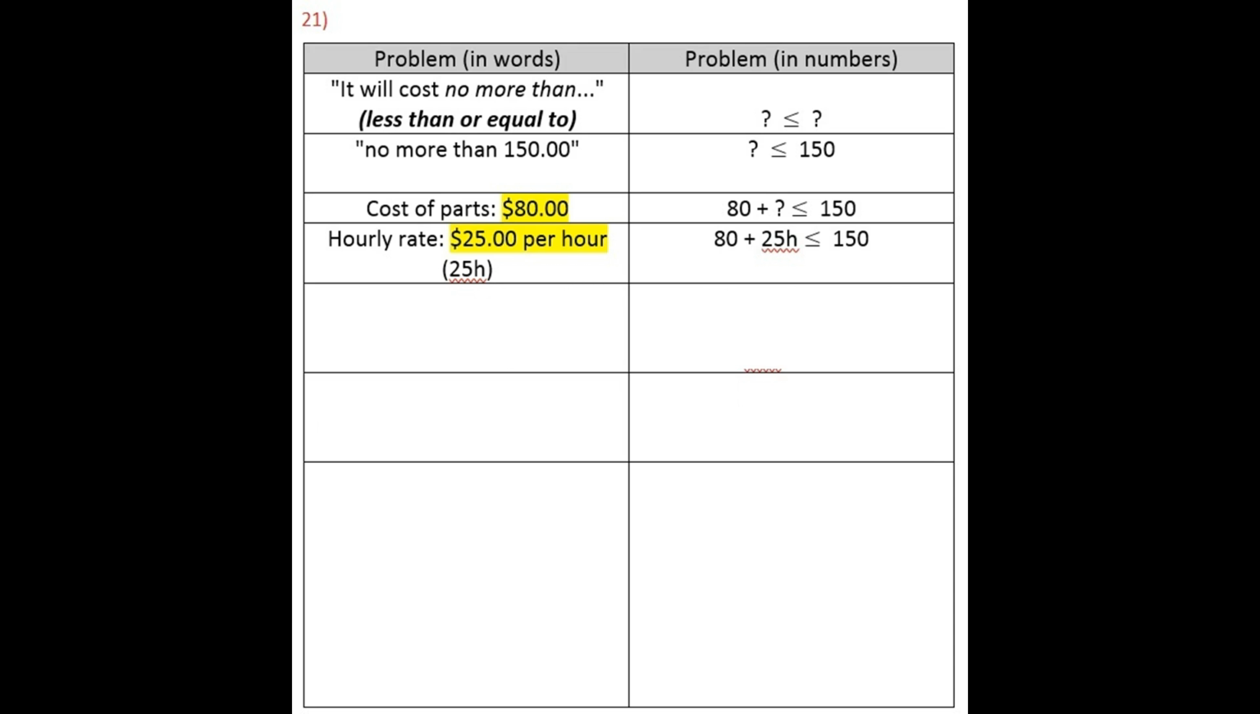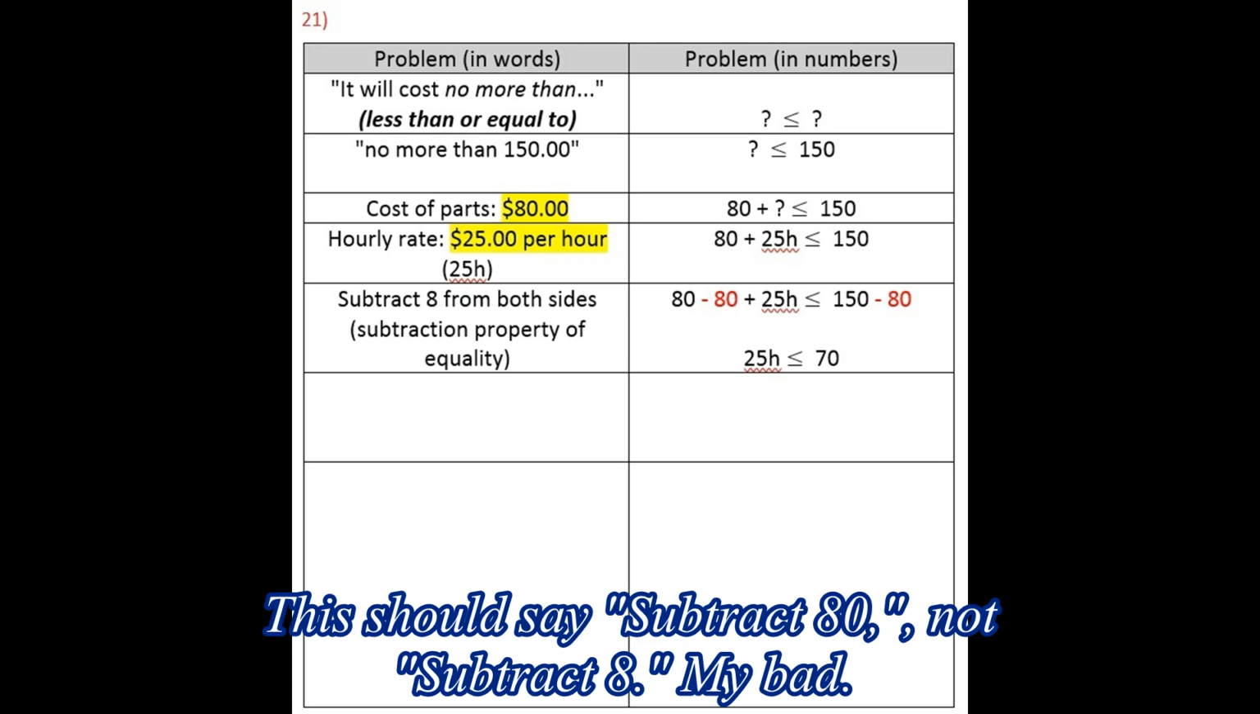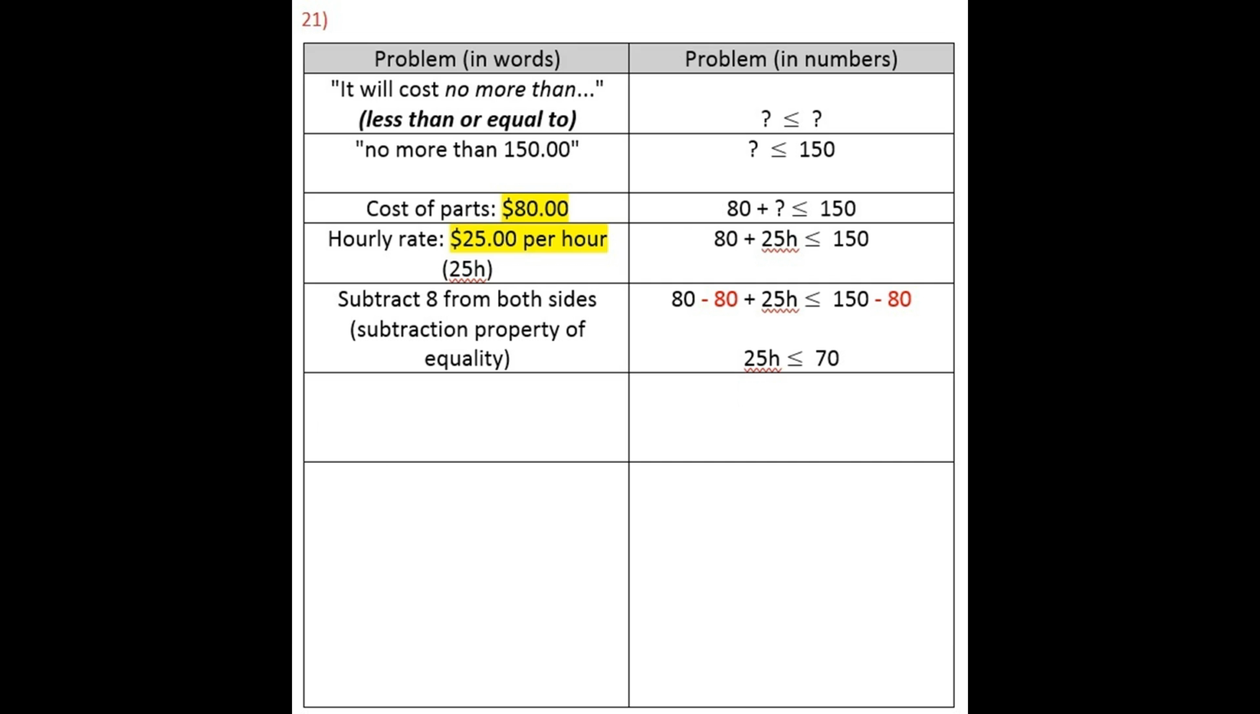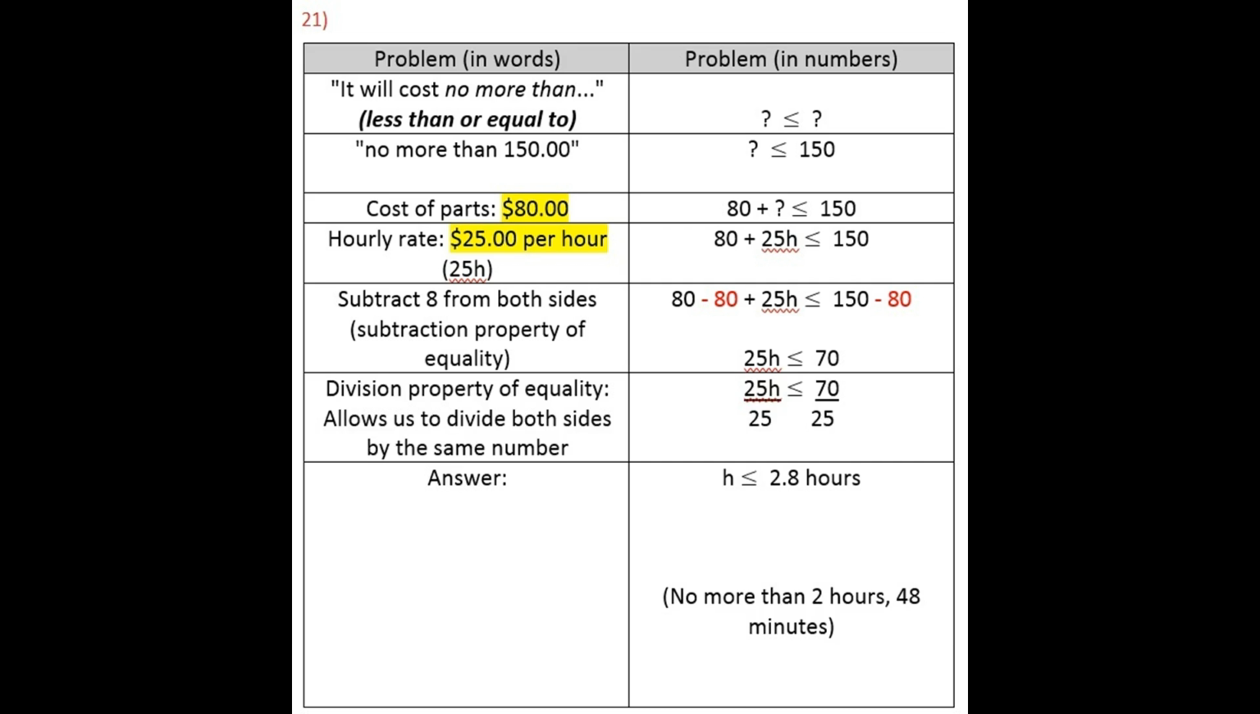All right, so now we subtract not 8, but 80 from both sides. So we subtract 80 from both. Now I meant to write 80, I don't know where the 0 went. So 80 minus 80 cancels out, plus 25H is less than or equal to 150 minus 80, and that's 25H is less than or equal to 70. And now we have the division property of equality, so just divide both sides by 25, and we have H is less than or equal to 2.8 hours.